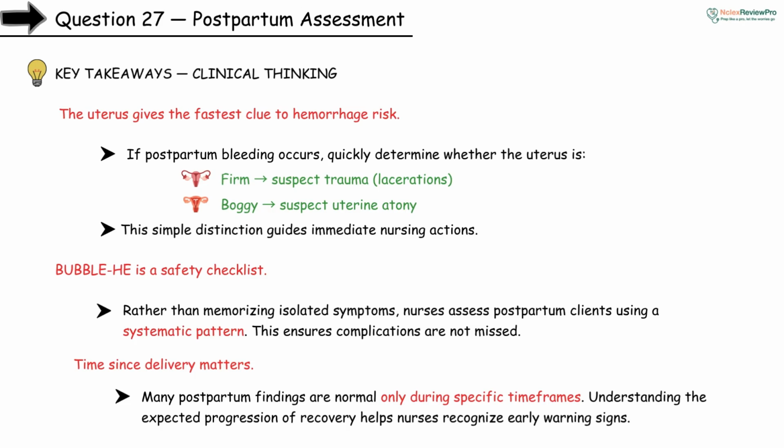So the key takeaway here is this. Using the BUBBLE-HE framework helps you systematically assess postpartum clients, and recognizing expected findings versus red flags like a boggy uterus or excessive bleeding allows for early detection of postpartum hemorrhage and timely intervention, which is a high-yield concept on the NCLEX. Now, let's continue into the postpartum section and build on these assessment priorities.